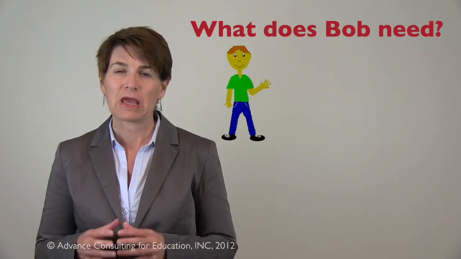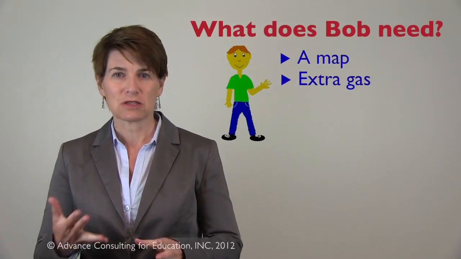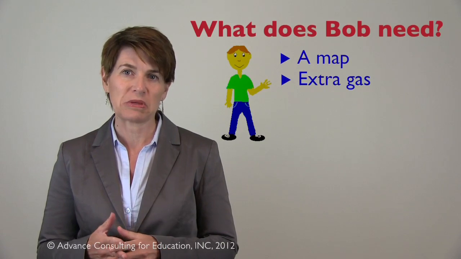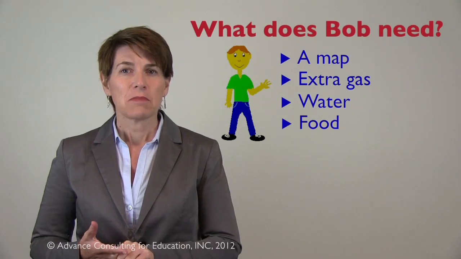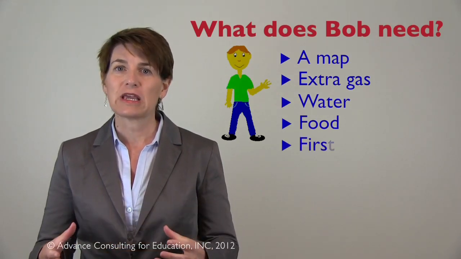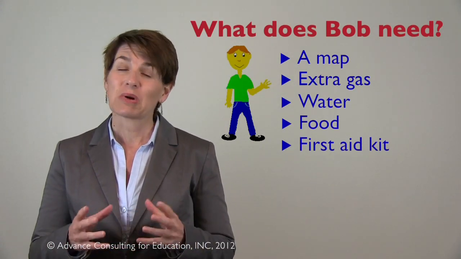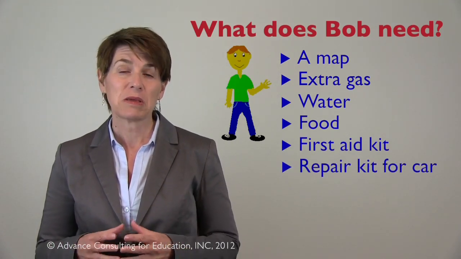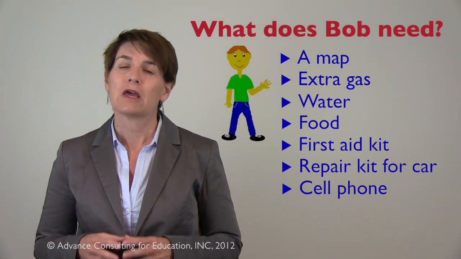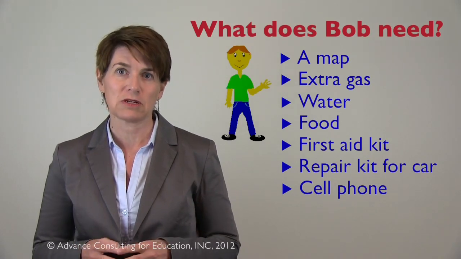Let's take a look at some of these. Probably he needs a map, so it would be very useful. He needs some extra gas because he's driving and he doesn't know when the next gas station will be. Probably needs some water, and some food would be a good idea. Maybe it would be a good idea for him to have things like a first aid kit with bandages and bug bite medication, all that kind of stuff. He probably also wants some type of repair materials for his car in case it breaks down. And maybe a communication device would be a good idea as well. So there's lots of things that Bob really needs to get together before he takes his trip to the Australian desert. Now let's take a look at our story about Bob.